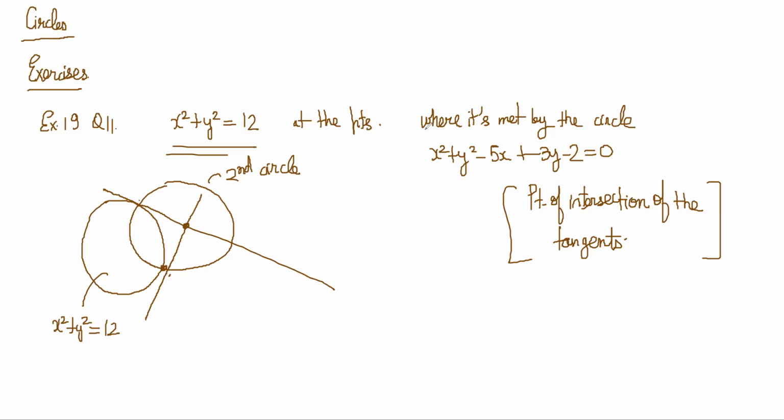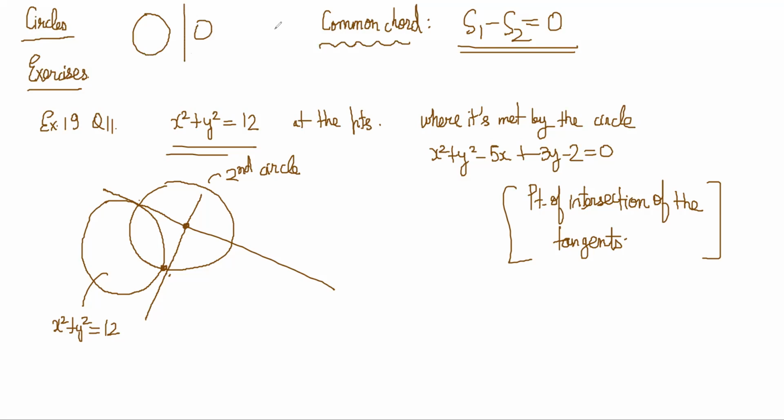In the last class, we had done something called common chord. Common chord equation and radical axis equation are the same actually: S1 minus S2 is 0. Radical axis generally is outside, but S1 minus S2 is the equation of the common chord. I can easily find the common chord of the two circles because I know the equations. So let's do the common chord first.